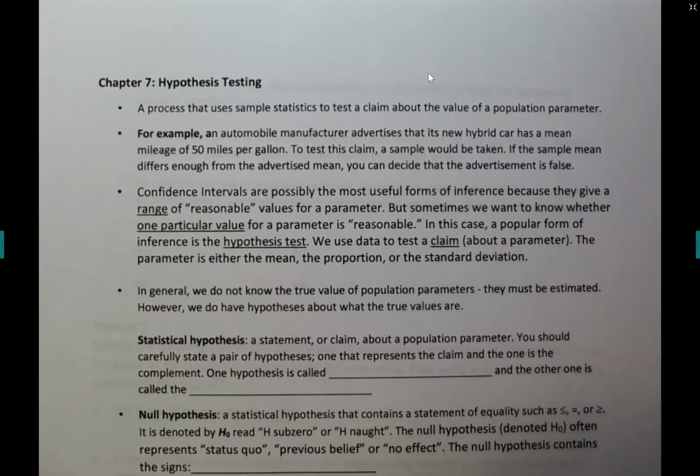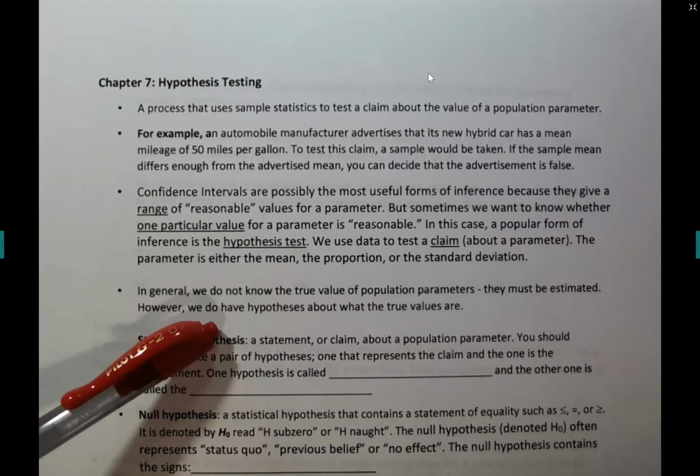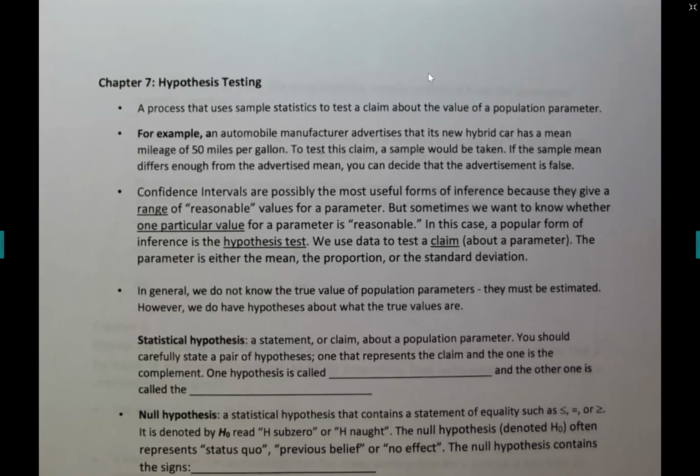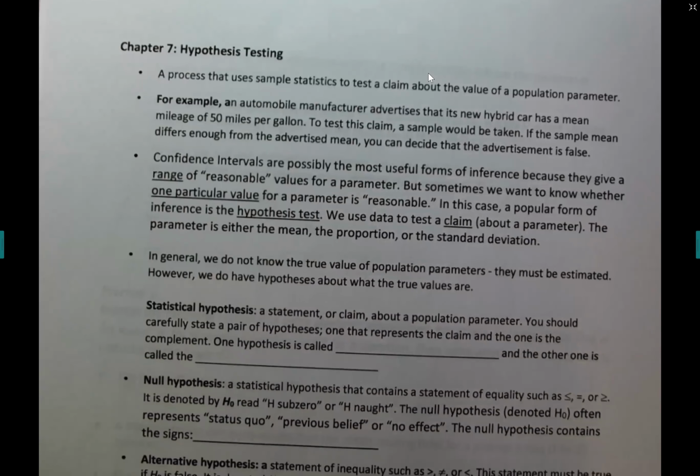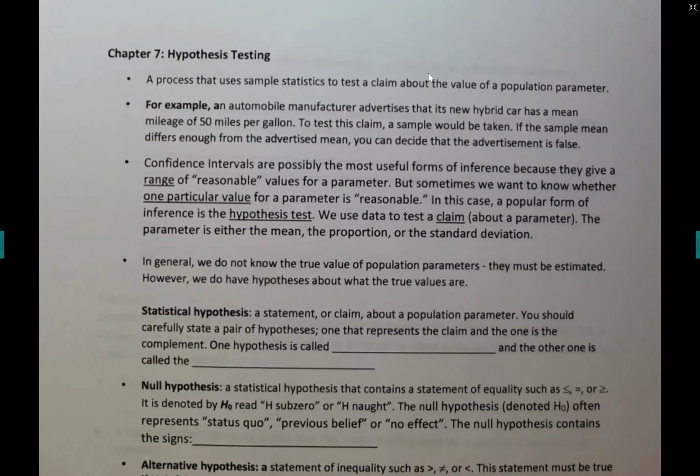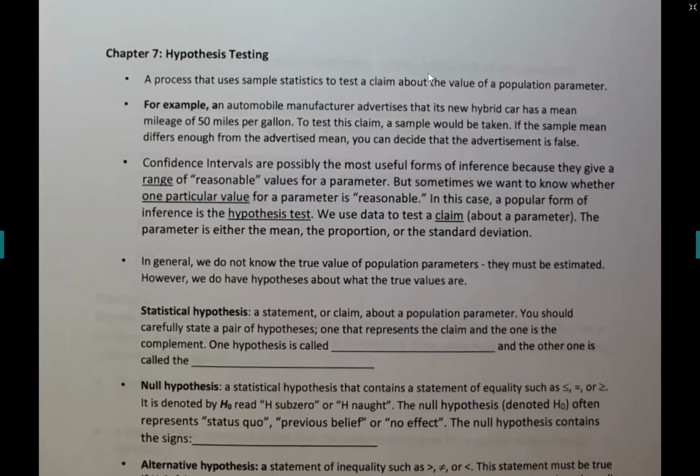And that's what we're going to be doing in chapter 7. We will use sample data to study hypotheses about the entire population. Now, statistical hypothesis. When you test a claim about a population parameter, we're going to start with the mean, guys. We will state two hypotheses. One is called the null hypothesis, and one is called the alternative hypothesis.